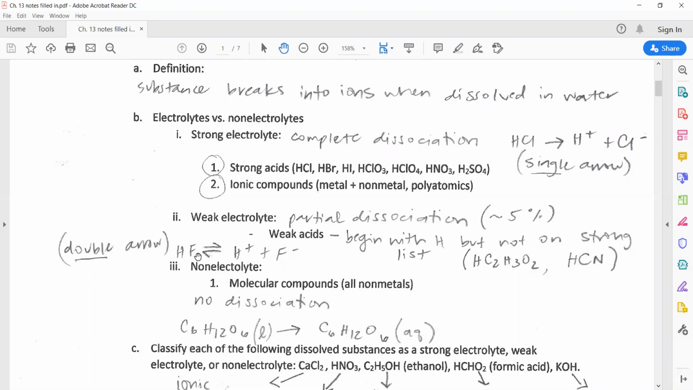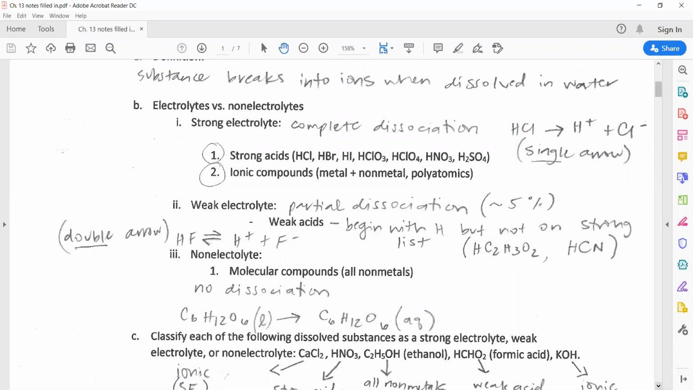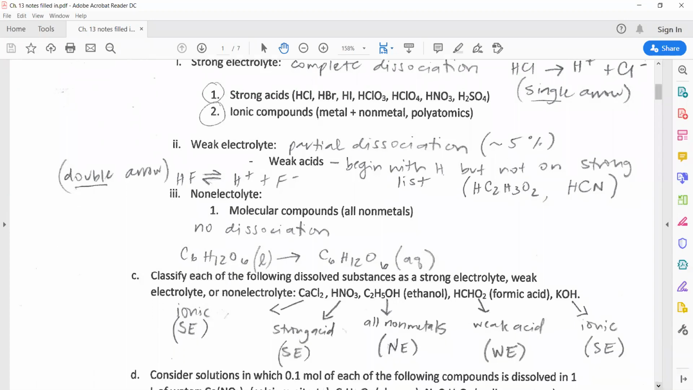And the way we note this is with a double arrow, because what it shows is not all of the HF gets broken up. Actually, most of it stays together as HF molecules. And we would say these are weak conductors because it's more so molecules than it is ions. Only a very few ions will be floating around.